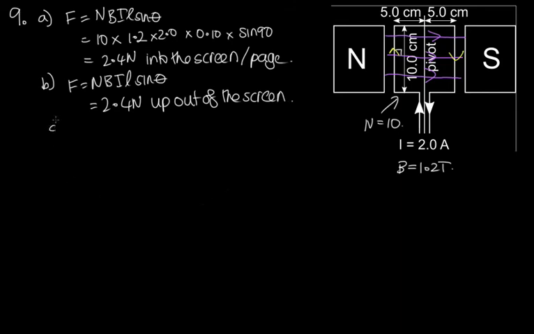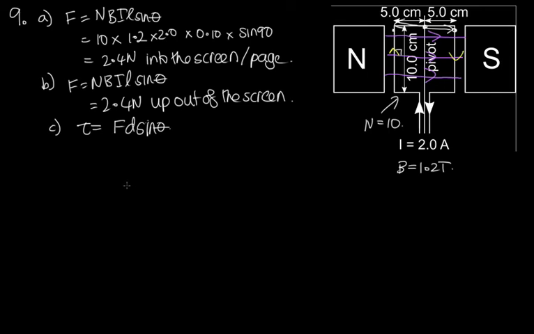So this will be 2.4 newtons, but in this case it will be up, out of the screen. Okay, so part C then says these forces produce a torque or a turning force. So torque can be calculated using the formula torque is equal to force times d sine theta, where F is the force, d is the distance from the pivot point or axis, and theta is the angle between the force and the distance from the pivot point. So the distance from the pivot point is taken as this direction going from the pivot axis in this case to where the force is applied, which is along these wires here.